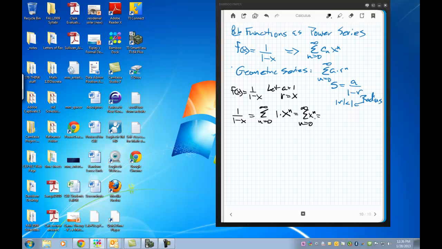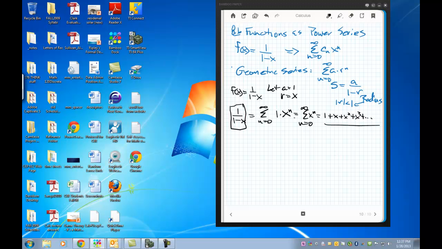Now let's write a few terms out. My first terms are going to be 1 plus x plus x squared plus x cubed plus dot, dot, dot. It goes forever. Now you're saying, Ripley, there is no way. This is a rational function. This is a polynomial function. There's no way that can be true.